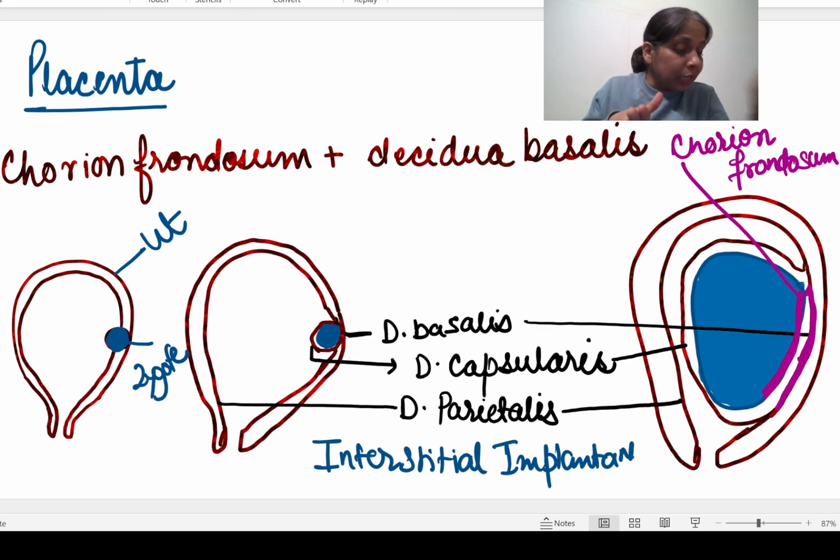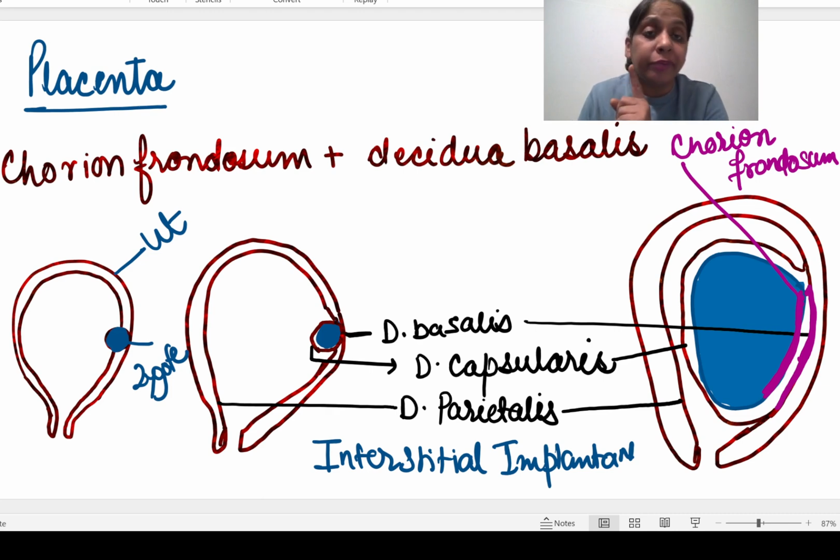For example, if this is the morula, the morula came on the endometrium, and soon after, the morula goes into the interstitium of the endometrium, and the condition becomes like this. The endometrium is above the morula and the endometrium is also below the morula, like this. So this is known as interstitial implantation.